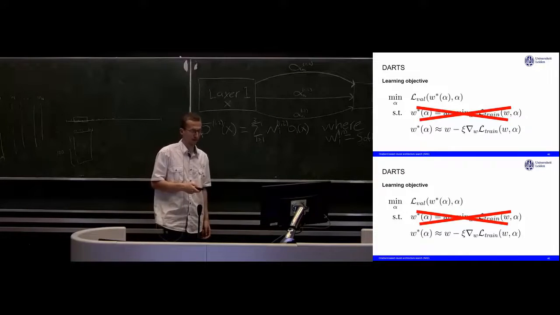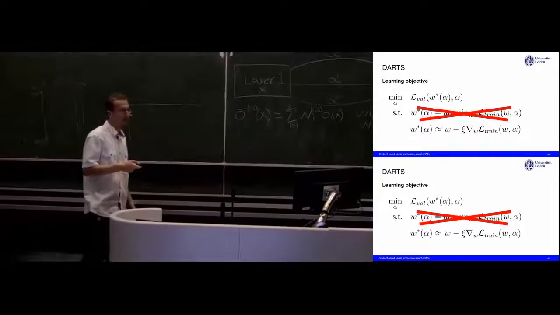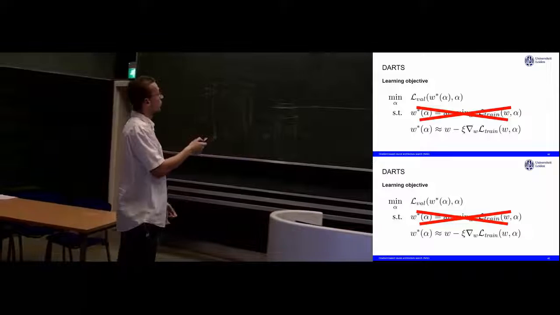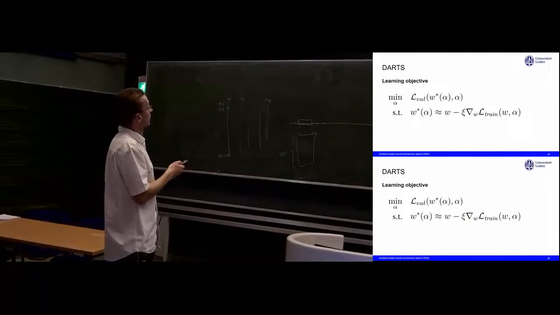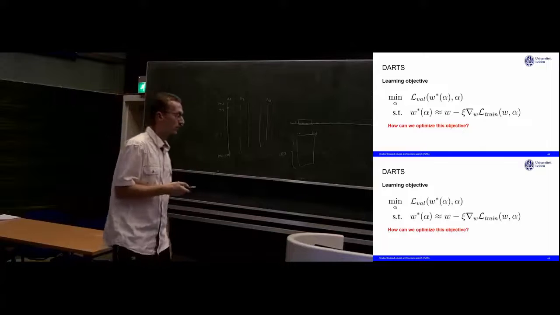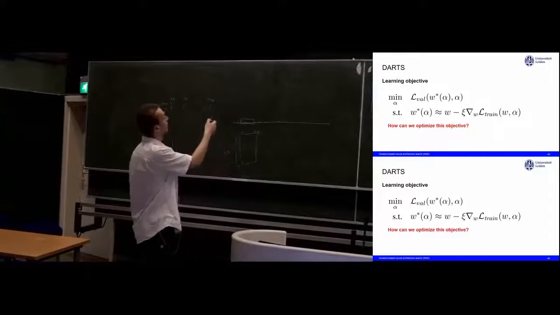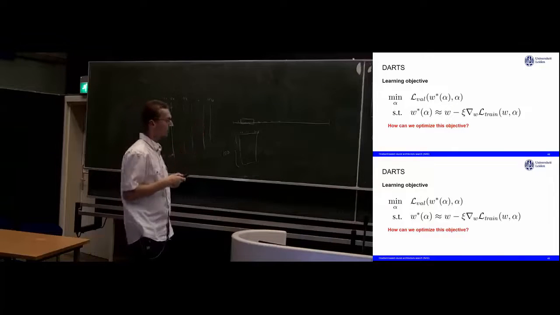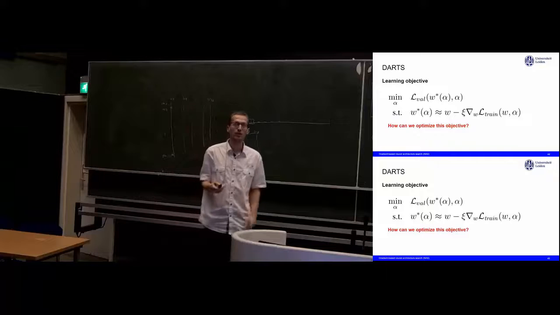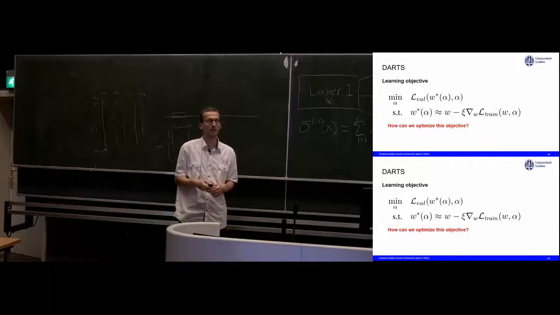Okay, so we're going to make this approximation in DARTS for these optimal parameters using one gradient update step. And then, of course, the question is, well, how can we optimize this entire thing? So given that we have approximated this expression by just performing one gradient update step, how can we then optimize the outer objective, which is trying to find the best architecture? Any ideas on that?